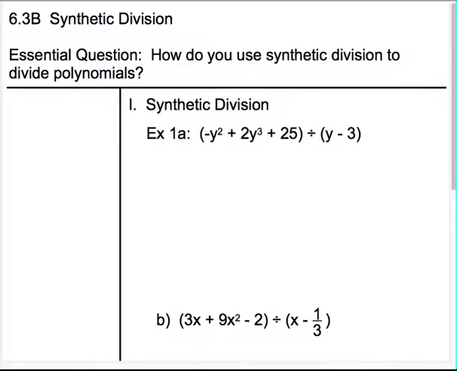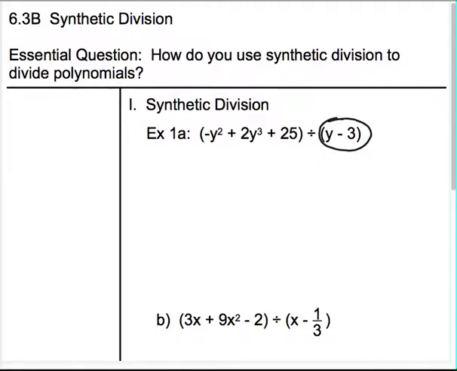So yesterday's lesson, or Friday's lesson, we saw long division. Today we're going to learn a shortcut method called synthetic division. It doesn't work with every single type of dividing polynomials. It only works when your polynomial is in the form where your variable is by itself. It has to have a coefficient of 1 and an exponent of 1, and then plus or minus some constant.